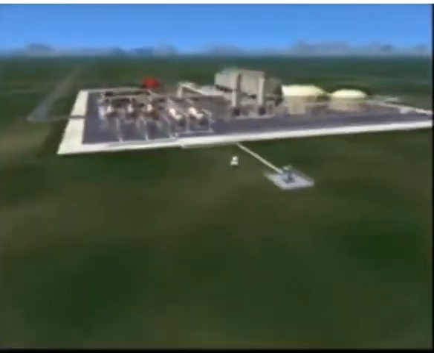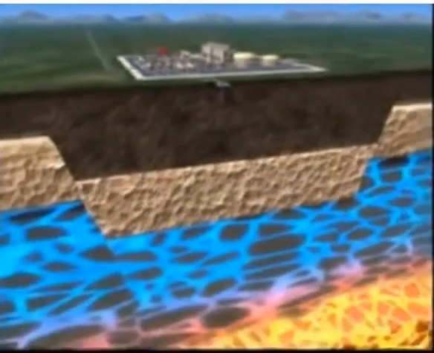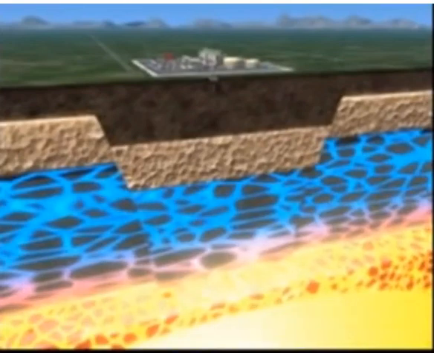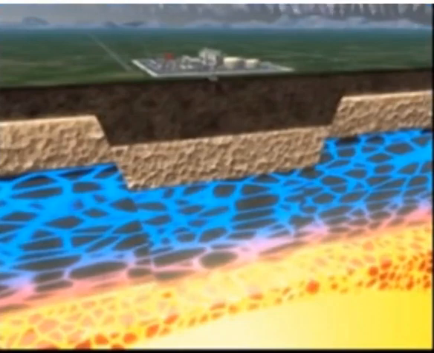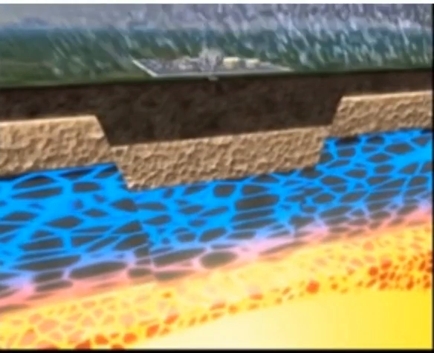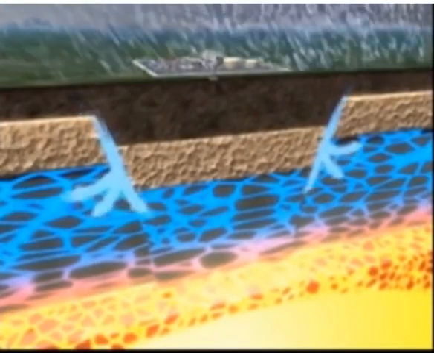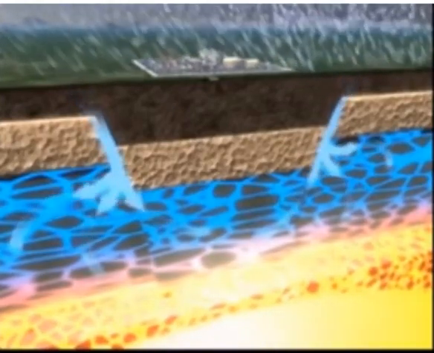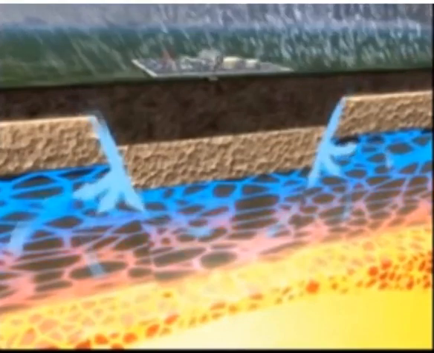The natural heat of the Earth creates geothermal resources. This heat comes from molten rock called magma, located at the Earth's core, deep below the geothermal resource. Over thousands of years, rainwater seeps through cracks in the Earth's surface and collects in underground reservoirs. The magma heats the water until it becomes a superheated fluid.